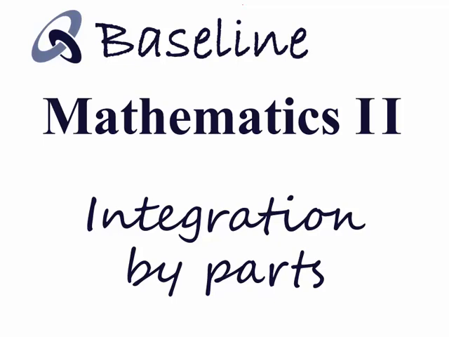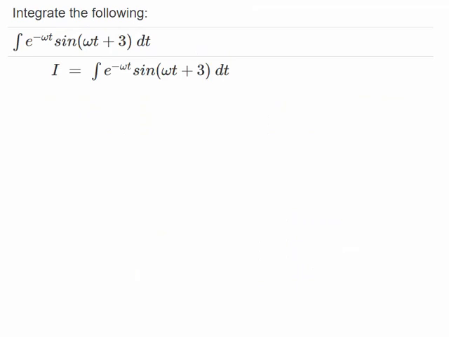Mathematics 2, Integration by Parts. We want to integrate e to the minus omega t sine omega t plus 3. To do this, we have to use integration by parts. Let's just remind ourselves what that means.